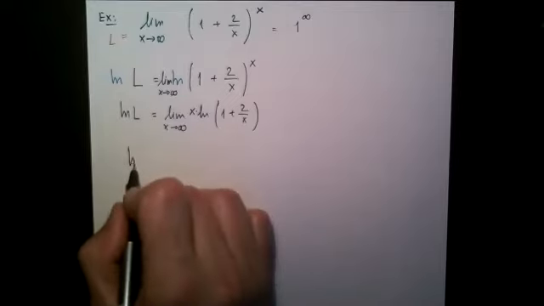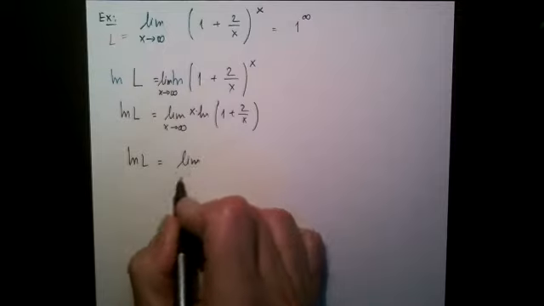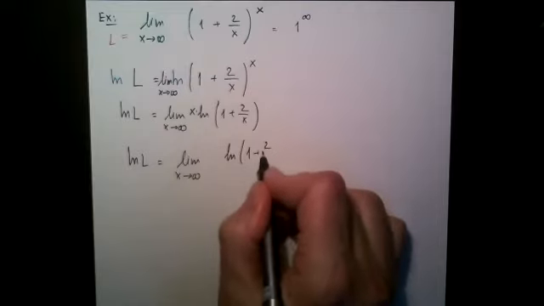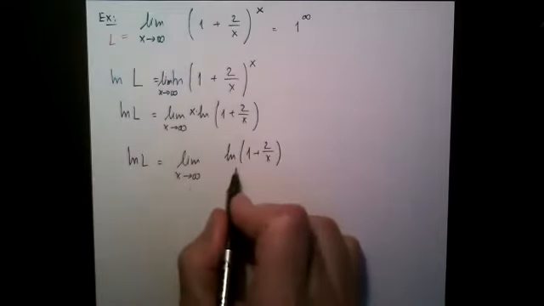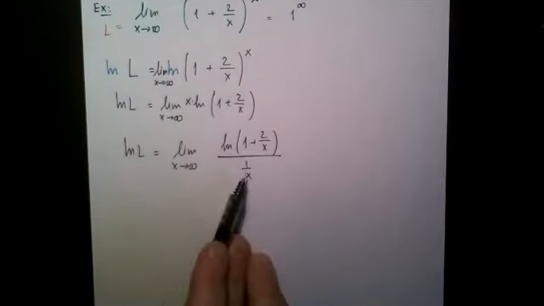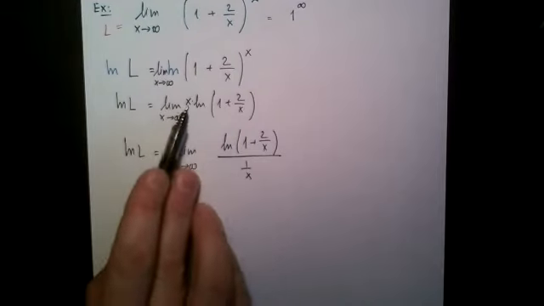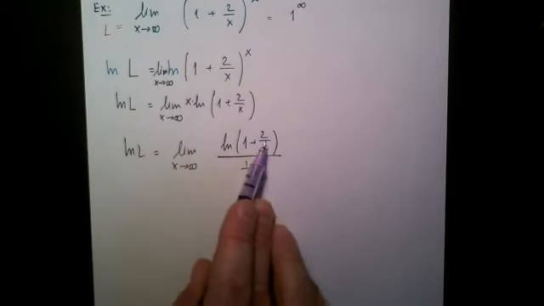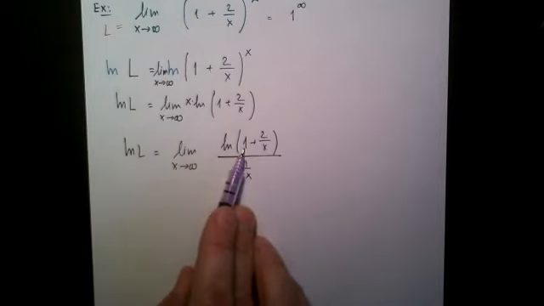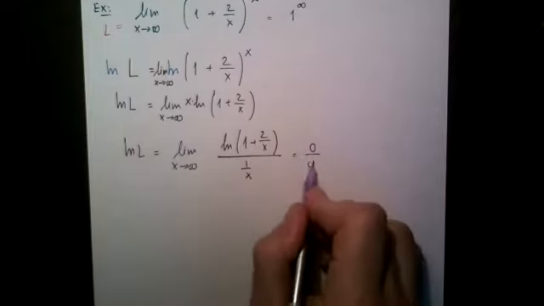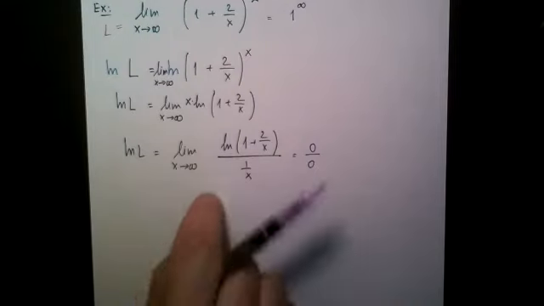Let me just rewrite it nicely here. So ln of L is equal to the limit as x approaches infinity of ln of 1 plus 2 over x times x, or if you prefer, divided by 1 over x, same thing. If you divide by a fraction, it's like multiplying by x. Let's see what we have here. Plug in infinity: 2 over infinity is 0, plus 1 is 1, ln of 1 is 0. And on the bottom, 1 over infinity is 0. So I have 0 over 0 now. Now I could use L'Hopital's rule.